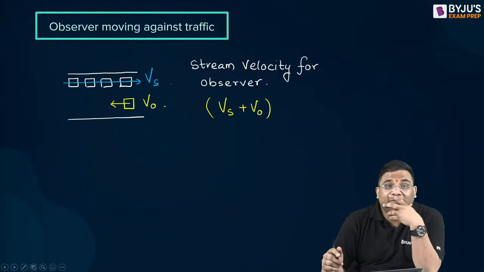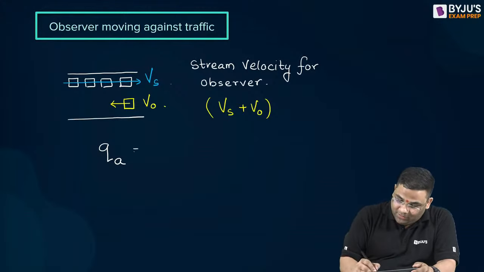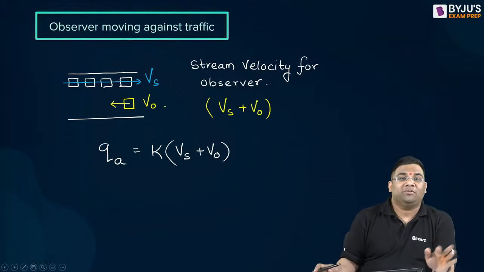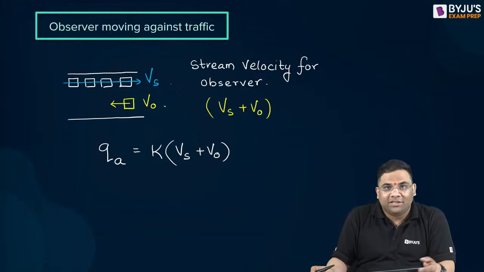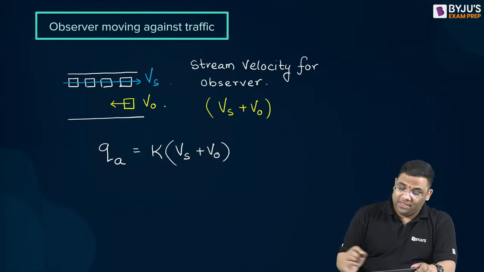So in this case, if I am finding Qa, a means against. This will be K into Vs plus V naught. Very easy. Density won't change.